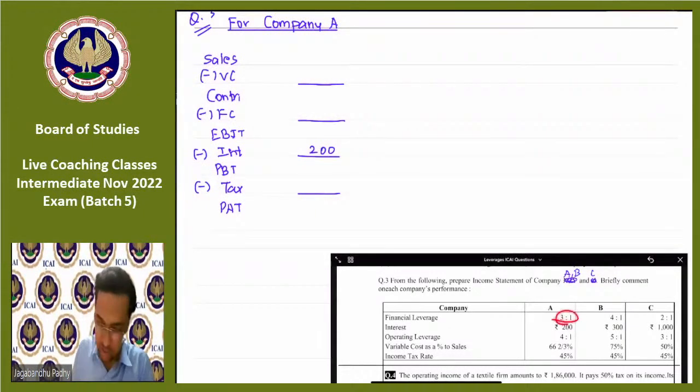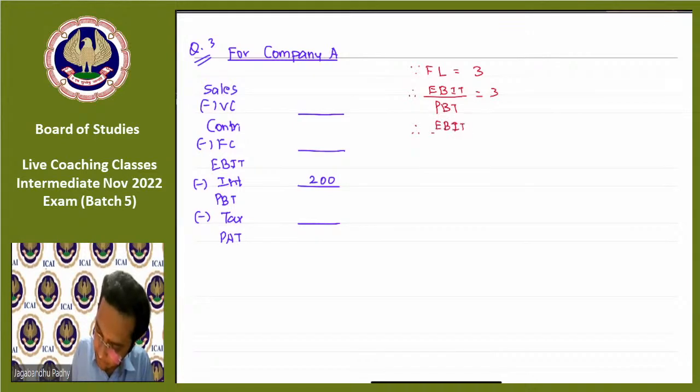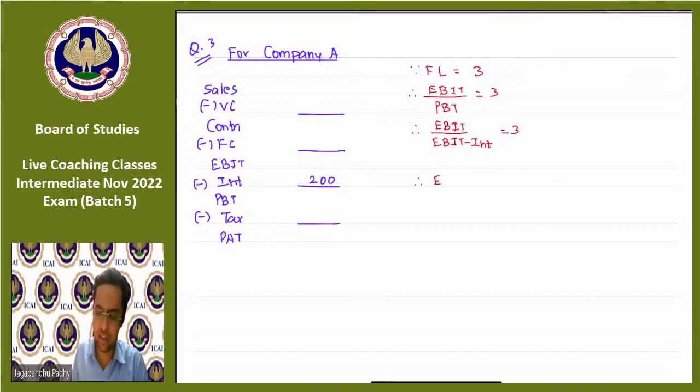We have the financial leverage as 3:1. Since financial leverage is 3, therefore, we know financial leverage is given by the formula as earnings before interest and tax upon profit before tax. So EBIT upon PBT is 3. Therefore, we have this EBIT upon PBT is EBIT minus interest is 3. So let me take EBIT as just E instead of writing it again and again. E upon E minus interest, which is 200. Okay. That's equal to 3.